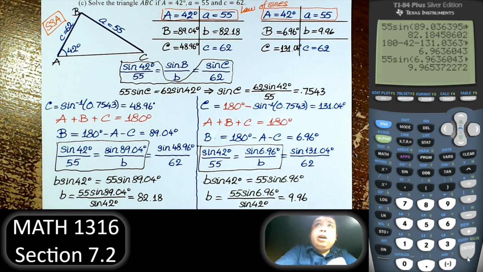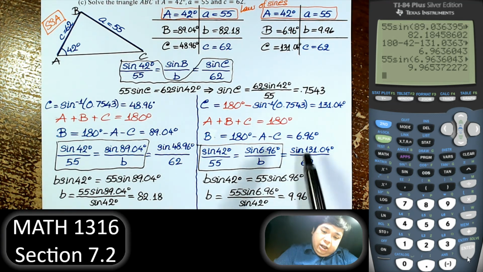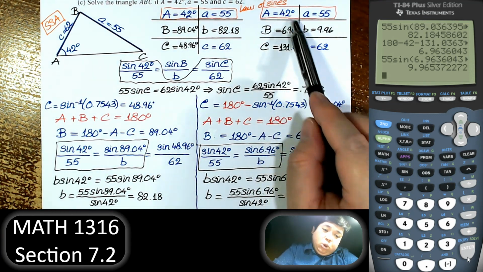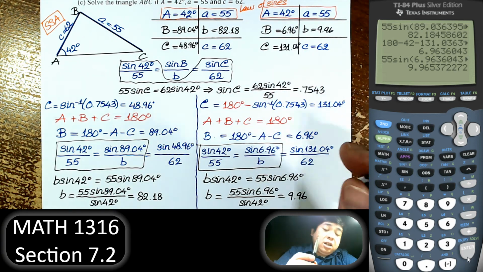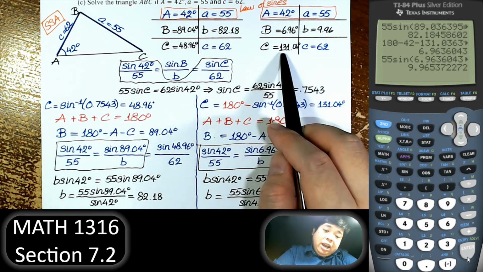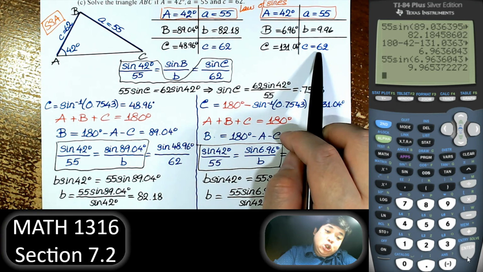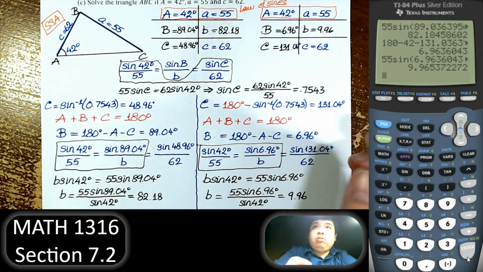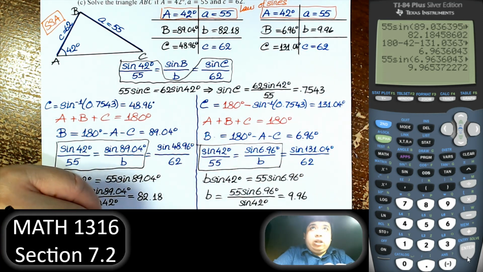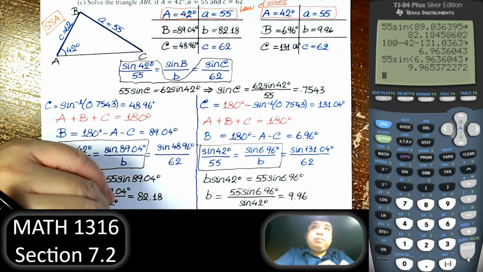So this, they add up to 180 degrees. We can check that. Biggest angle, longest side, that's good. Smallest angle, shortest side, so that checks. Yeah. So in this case, we have two solutions.